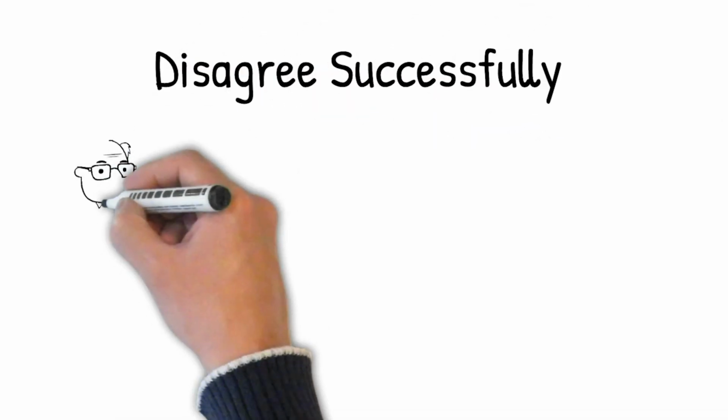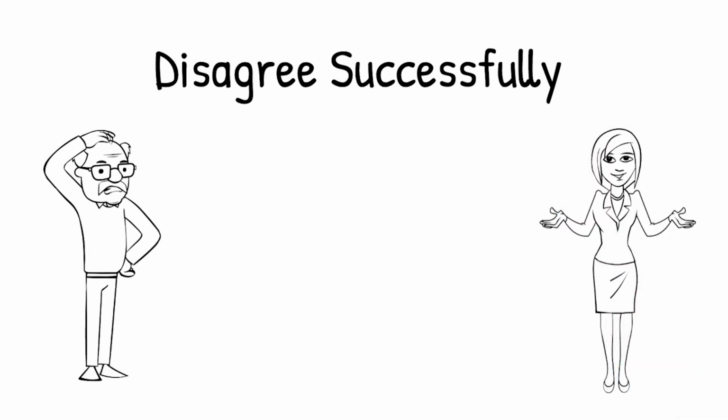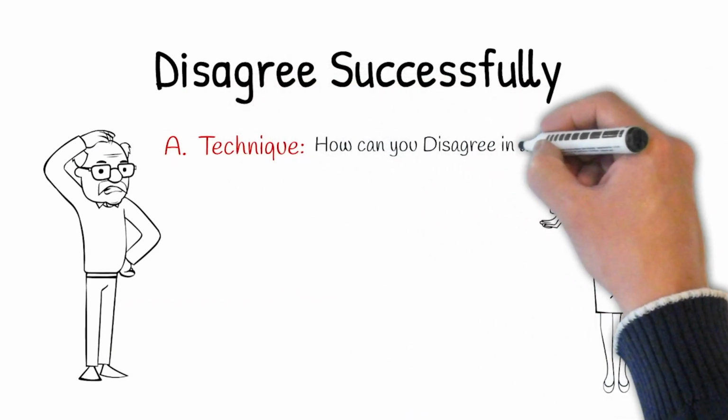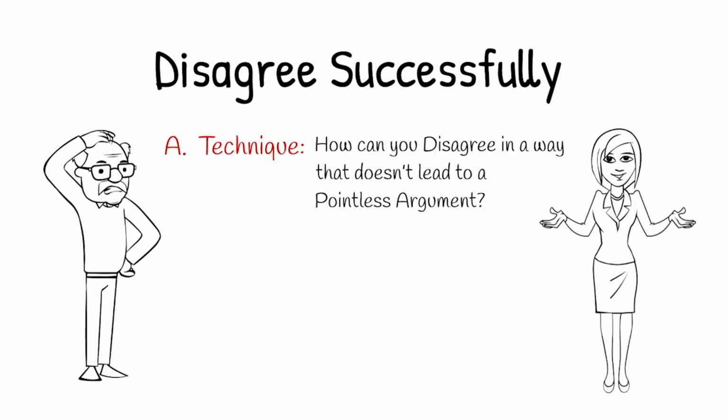There are two aspects of disagreeing where you can learn to be more successful. Technique: how can you disagree in a way that doesn't lead to a pointless argument? Notice that I said pointless argument. Not every argument is bad. There are definitely times in life when we need to argue our point.